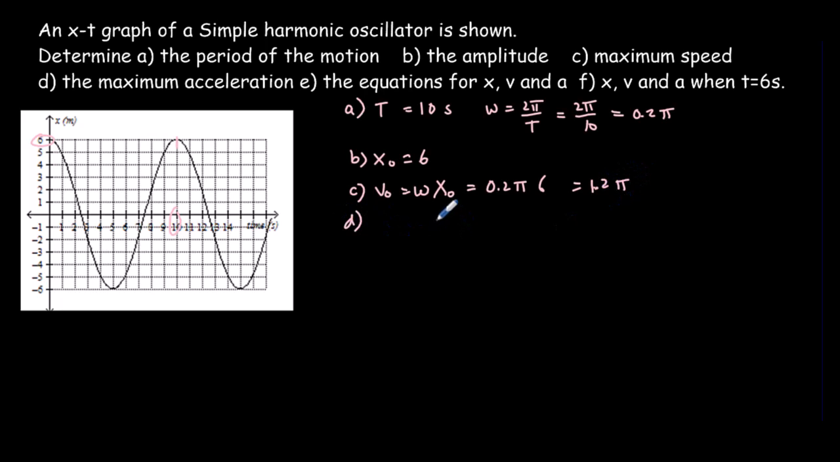D, maximum acceleration is given by angular frequency squared times the amplitude, which is going to be 0.2 pi all squared times 6, and that's going to come out to be 0.24 pi squared.